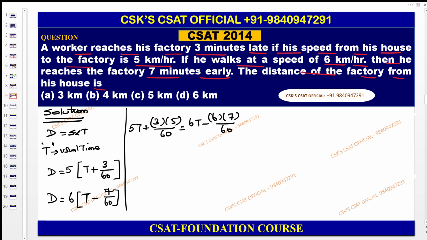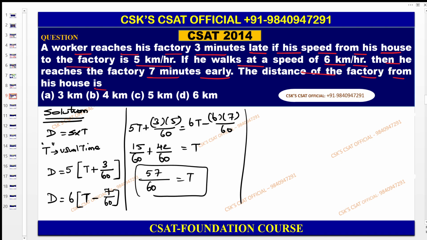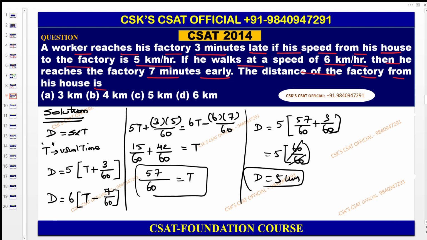Rearrange this. 6t minus 5t becomes t. Then 15 by 60 plus 42 by 60. Don't cancel, since we can take the same denominator. So therefore 57 by 60 is equal to t. Substitute in either one of the d's. We need to find out the distance. So d is equal to 5 into, I am substituting the first one, 57 by 60 plus 3 by 60, same denominator, 60 by 60, cancel. So therefore 5 kilometer. So you can use this proper method also.